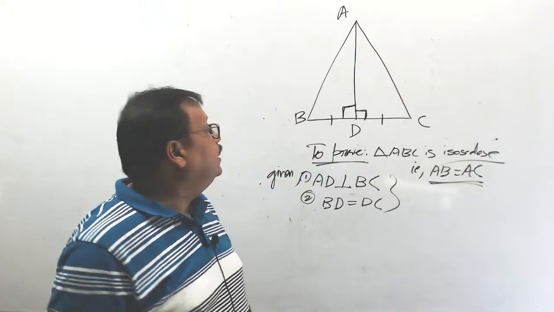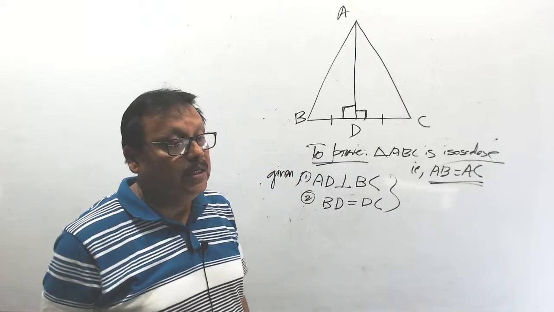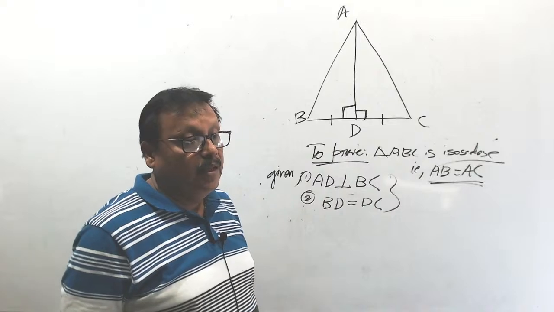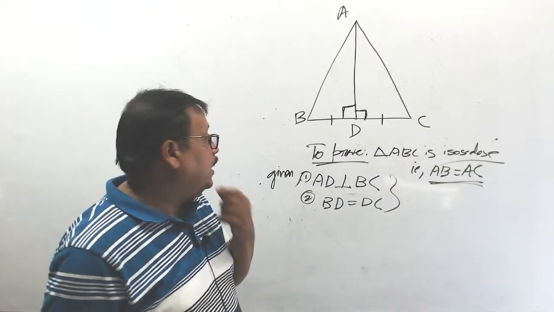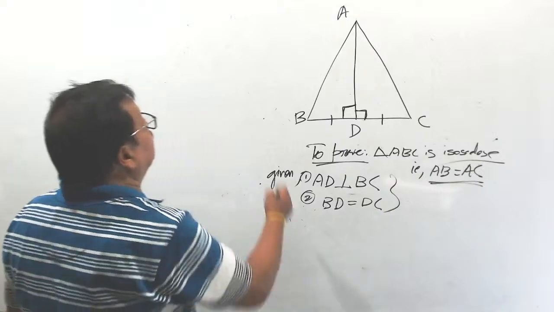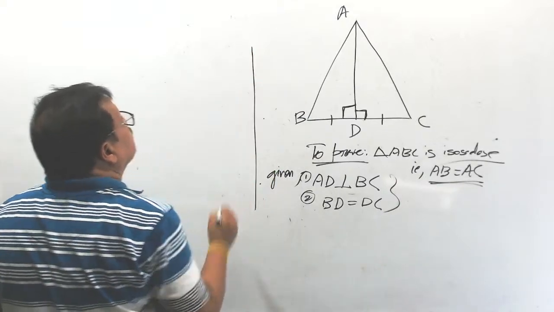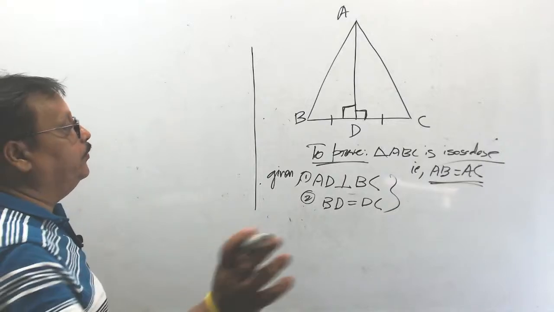BD is equal to CD. Yes, you write the reason. Bisect, given condition. So how will you write? Correct. In writing, there is a style. Okay, you will follow this one.